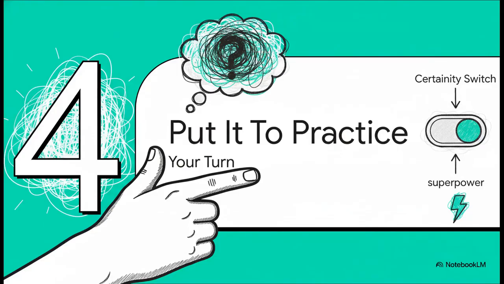Okay, you've seen the pattern over and over. I think you've got this. So now it's your turn. It's time to test out your new grammar superpower. I'm going to give you a question, and all I want you to do is think about how you'd answer it negatively using our little certainty switch.